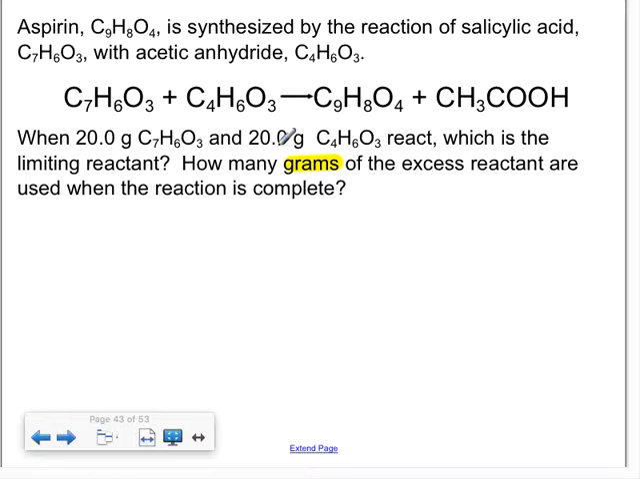So the first step is choose a reactant. So I'm just going to go C7H6O3. Why not? Choose the first one. So I'm given 20 grams of C7H6O3, off to a great start. And I need to get that to moles, so I can use the mole ratio. So in order to do that, I have to divide by the molar mass. So I've got to find the molar mass.